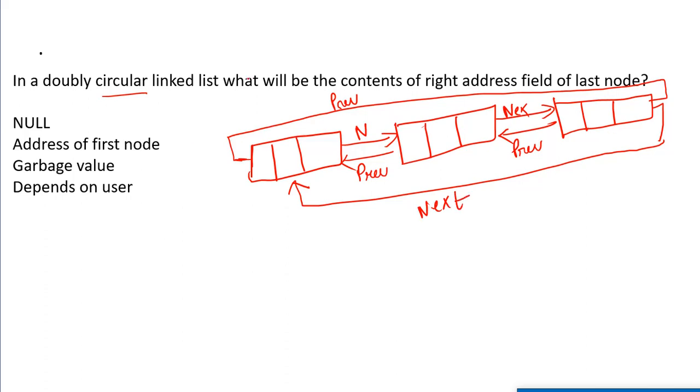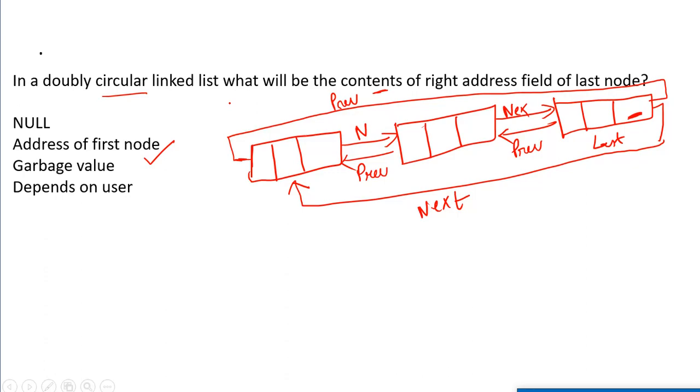What they are asking is: what will be the content of the right address field of the last node? Which one is the right address field? That one, and this is the last node. So you can see what the content is. The content is nothing but the address of the first node, right? That is the content. So which will be the correct answer? Option B will be the correct answer.